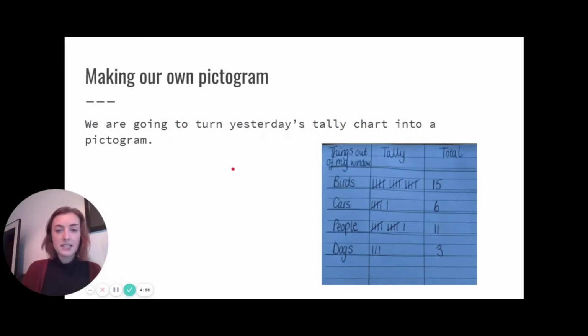Today we are going to turn yesterday's tally chart of looking out of our window into a pictogram. So I'm going to show you how to do that, and then you're going to have a go by yourselves, and then there's a quiz on Classrooms as well.